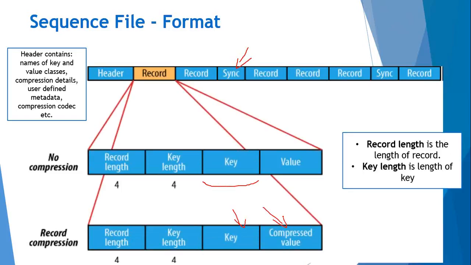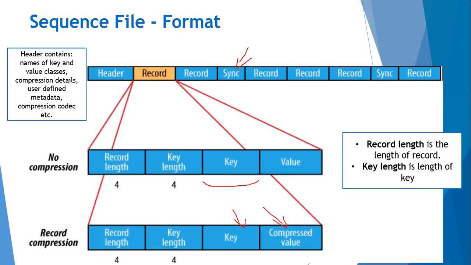And that's the reason I was saying earlier that the sequence file could be used as a container for storing smaller files. You can easily put your smaller files as values, with keys being the corresponding name of the file, and you can use the sequence file as a container to store your smaller files, be it picture files, be it something else.